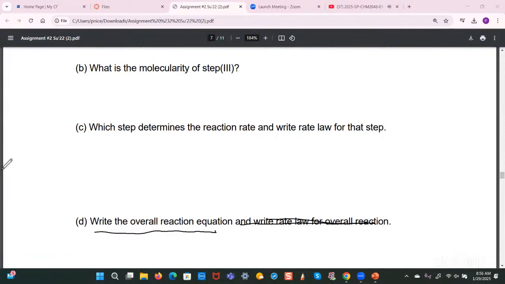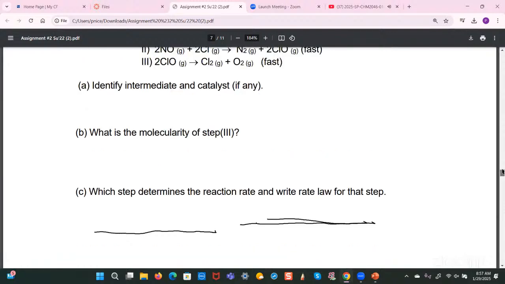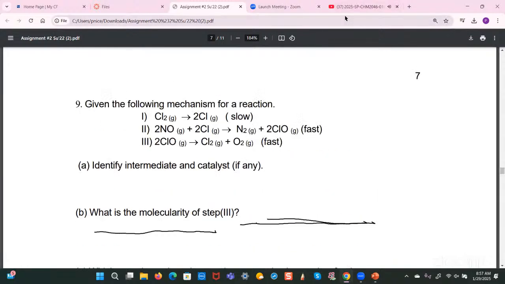So let me scroll back up to the 3 steps. So basically, how would you determine the overall equation? What would you do? You cancel out those items that are common to both sides, right? So what would that mean in this case? What would you cancel out? The 2 Cl's here and here. What else? 2 ClO's here and here.